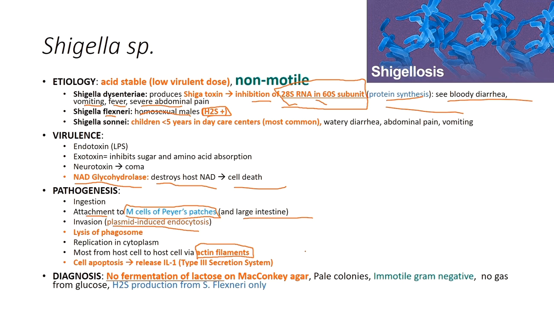So Shigella, how do we separate these? If we were to grow this person's diarrhea on some MacConkey agar, which is selective for gram negatives and differential on lactose fermentation, these guys would not ferment lactose. So they would have pale colonies. If they ferment lactose, they're going to be pink. If they don't, they're going to be pale. They're immotile. Remember, like I mentioned earlier, there's no gas production from glucose.